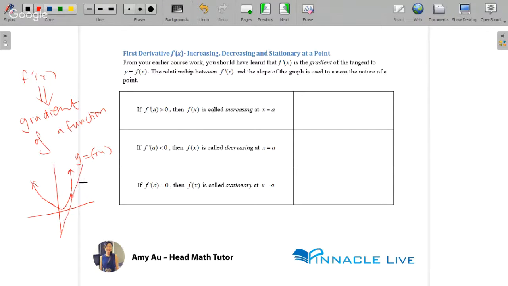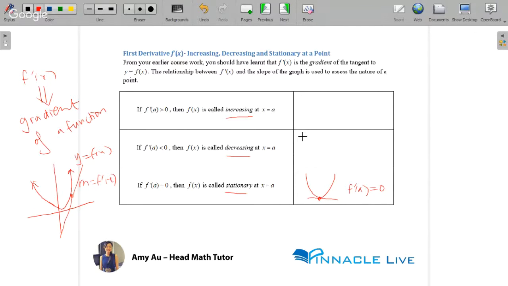Right, so that tells me the gradient of a particular tangent. All right, so with that in mind, we should have an understanding around what it means to be increasing, decreasing, and stationary. Let's start with stationary first. I think the parabola is the easiest way to understand. At the turning point, if I draw a tangent to it, it would be flat. So f dash a equals 0, so that's stationary.